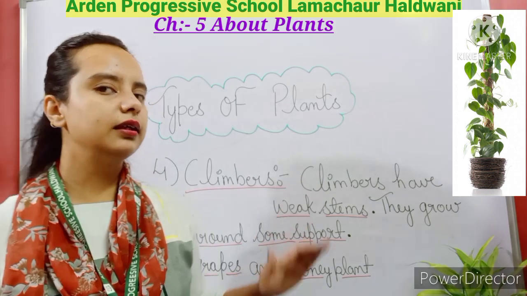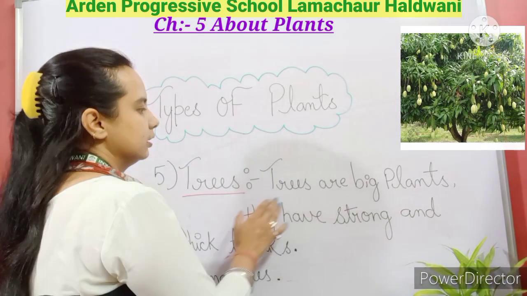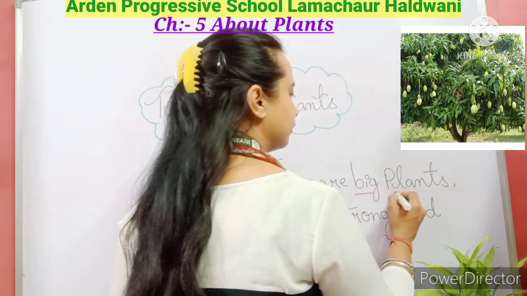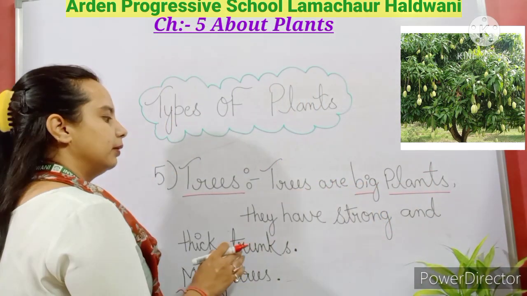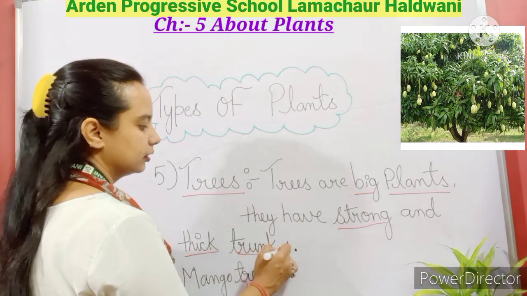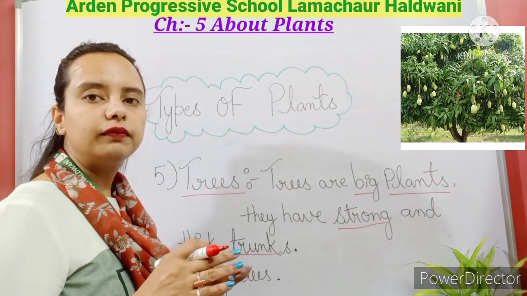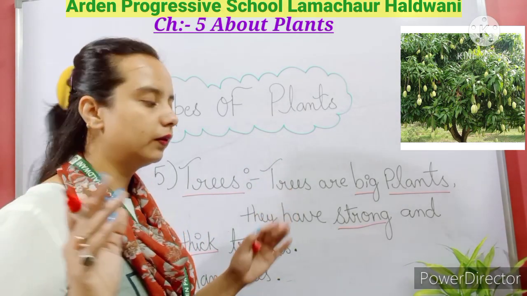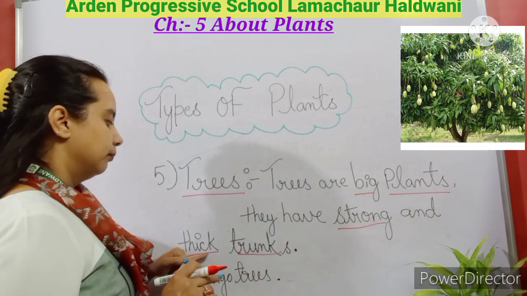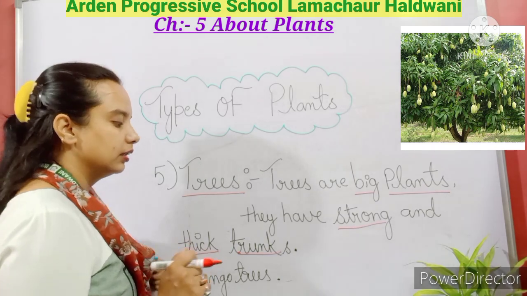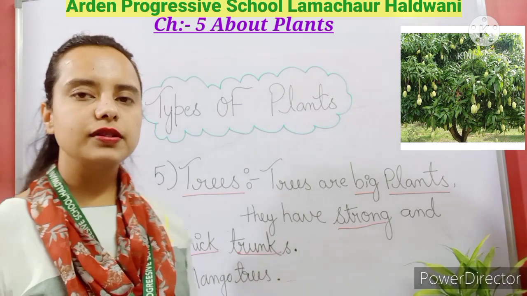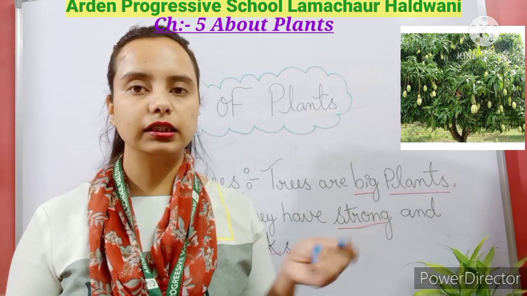Now understand about the trees. Trees are big plants. Okay, you have seen the various types of trees. So the trees are the big plants and they have strong and thick trunks. The trunks of the trees are very thick, and they are also very strong. Because of this thick trunk, they are very strong trees. And they are big in size, and there are many branches we can see there.